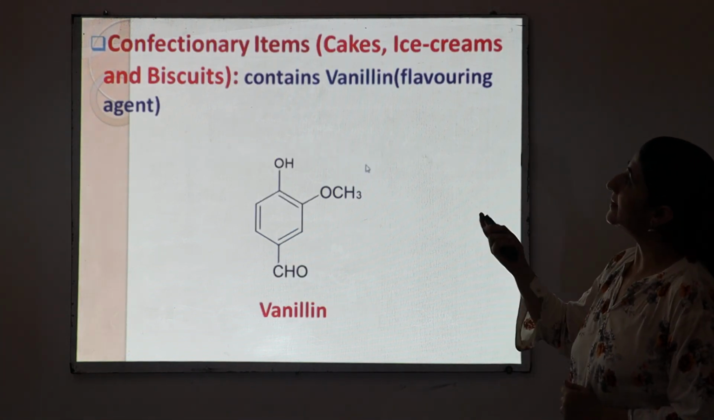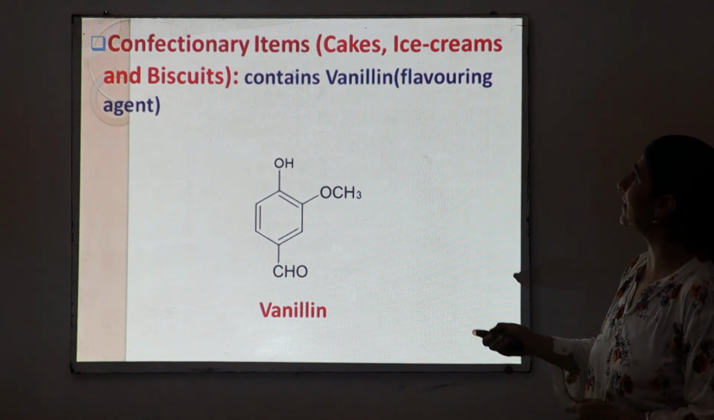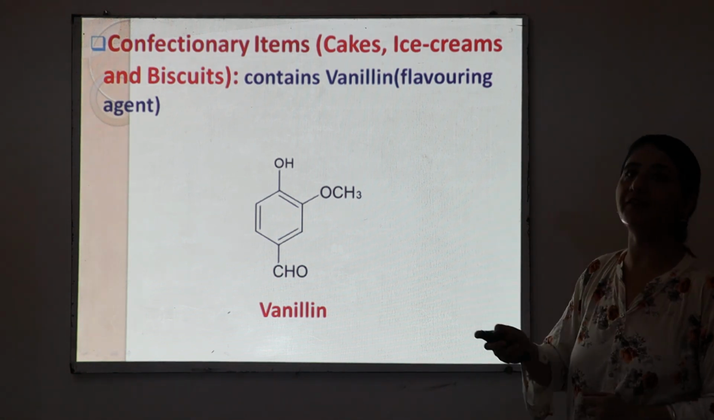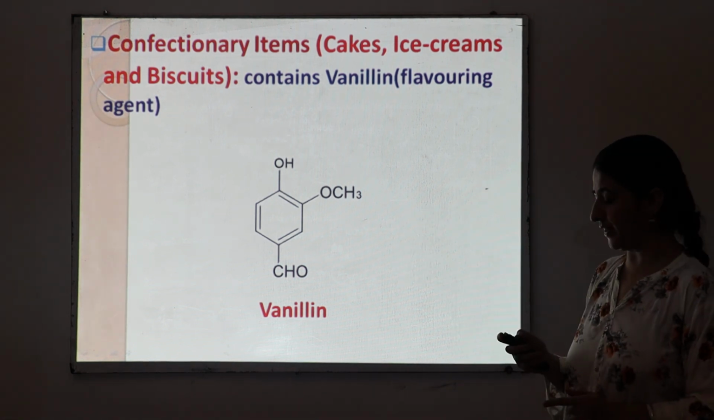And the other one is confectionery items such as cakes, ice cream and biscuits, which contain vanillin, which acts as a flavoring agent, and this vanillin is also a phenol derivative.